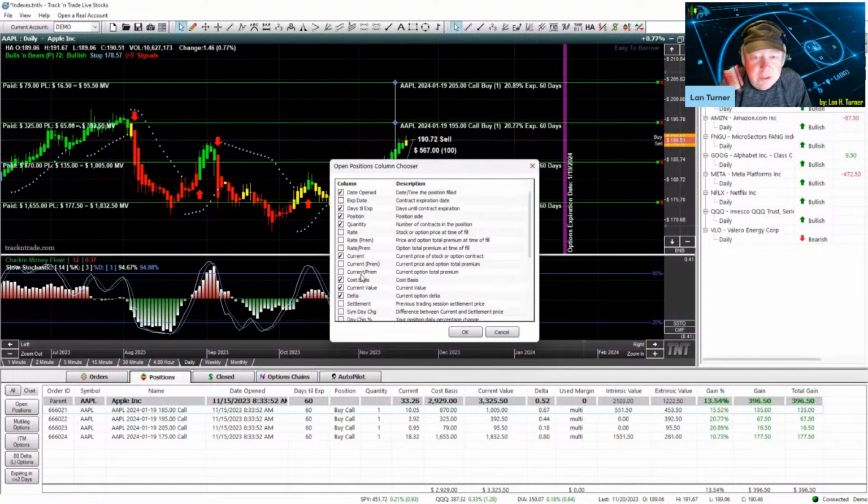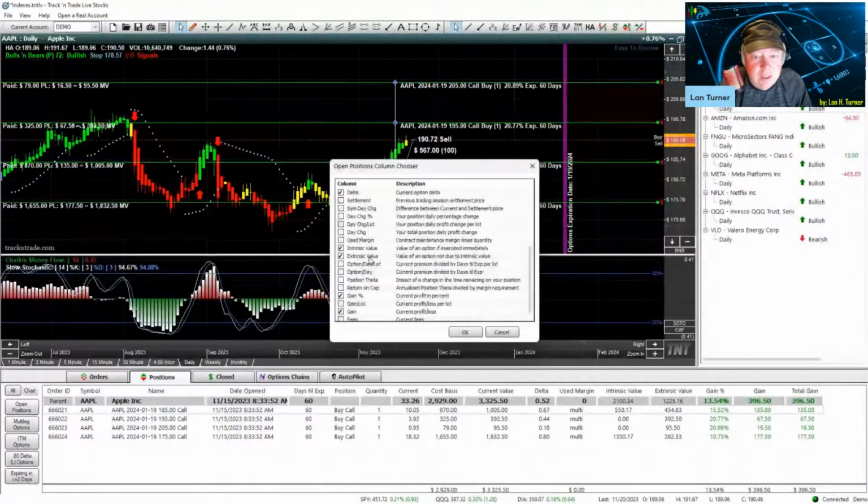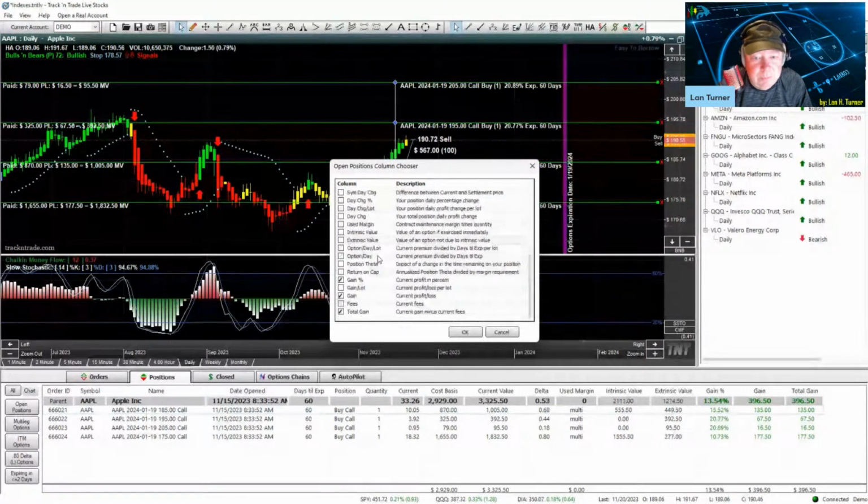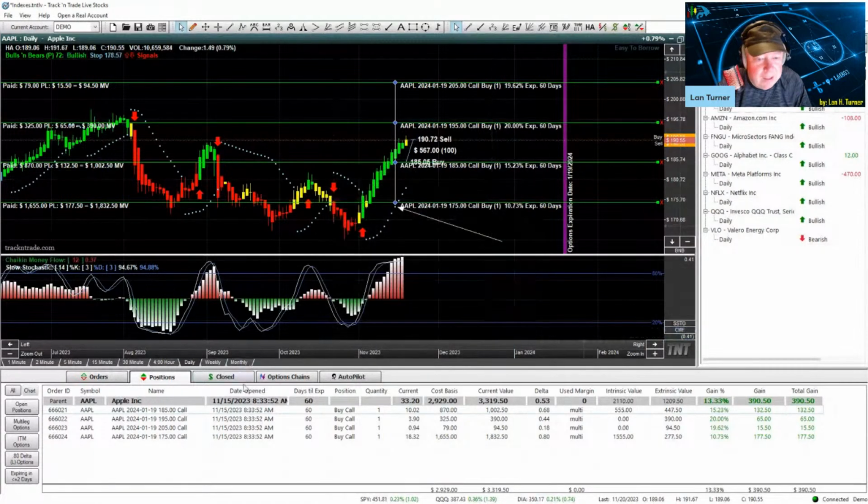Current premium, position. Where's my probabilities? Rate, current premium, cost, settlement, same day, day change, intrinsic, extrinsic. I'm going to turn those off for right now. Options, position, theta, return on capital gain. Oh, I'm on the wrong table. Let's come over. It's got to be in the options chain. That's where I want to be. Oh, and they're already turned on.